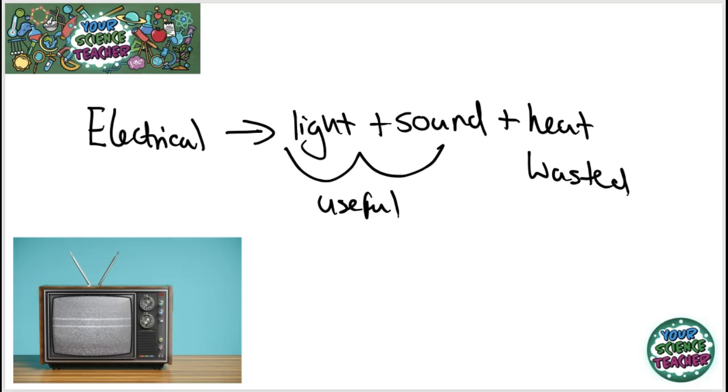Now, it's really important to remember again that what energy comes in must come out of my appliance. So if I put in 200 joules of electrical energy, 200 joules of energy must come out. And for example, if the useful energy is 150 joules coming out as light and sound, then I know that 50 joules must have been wasted through heating.